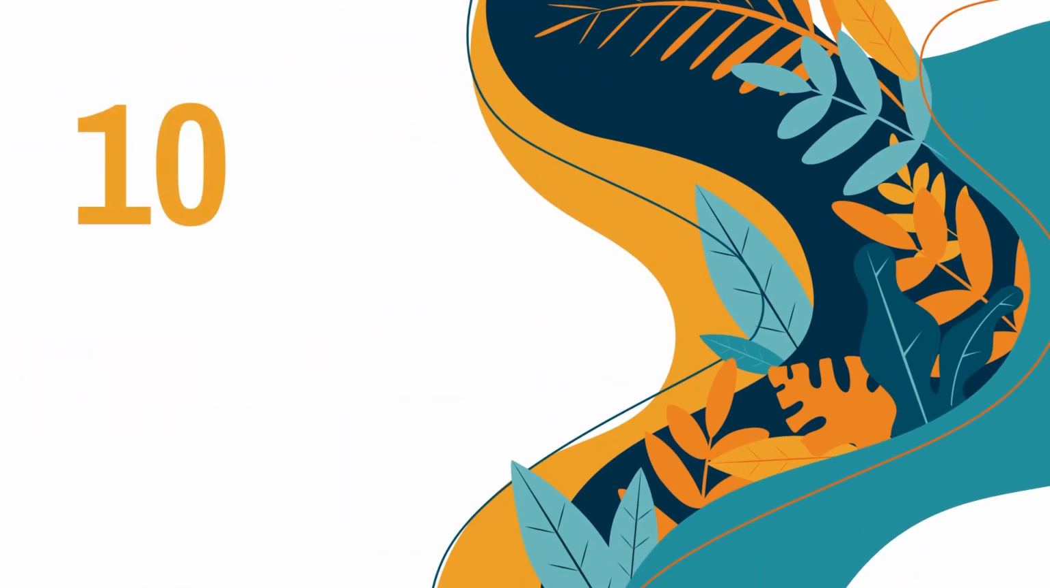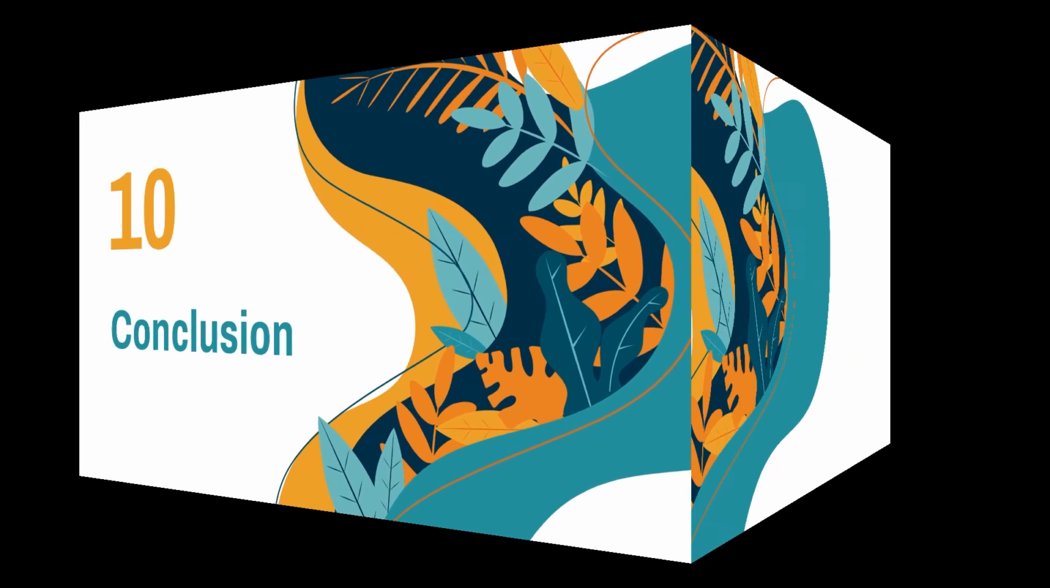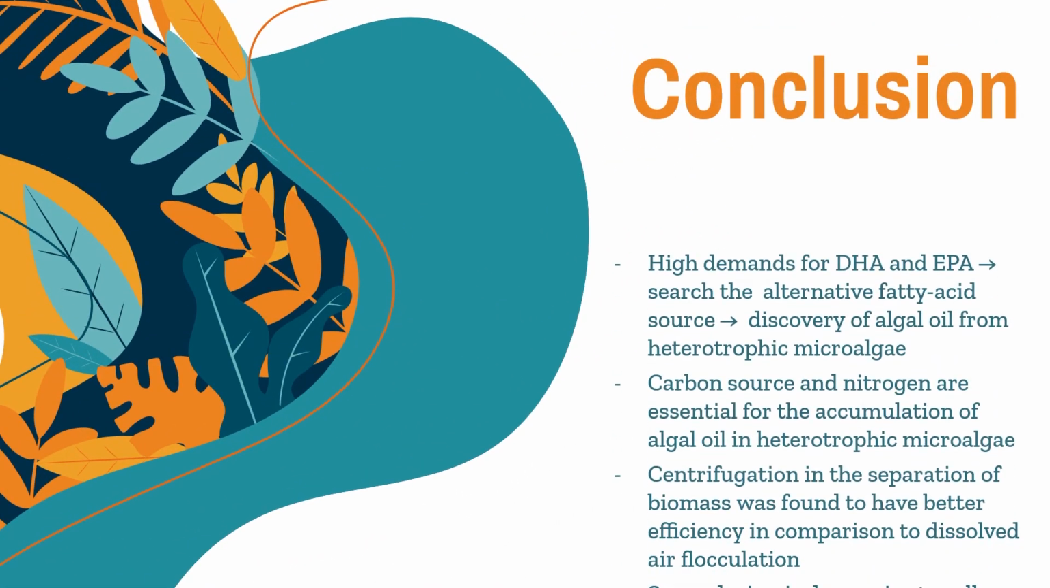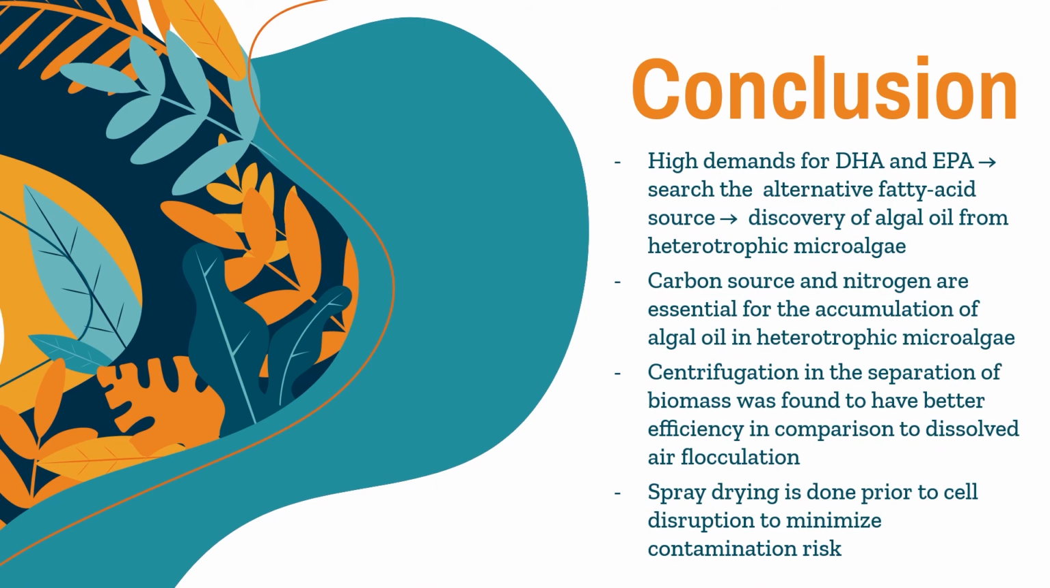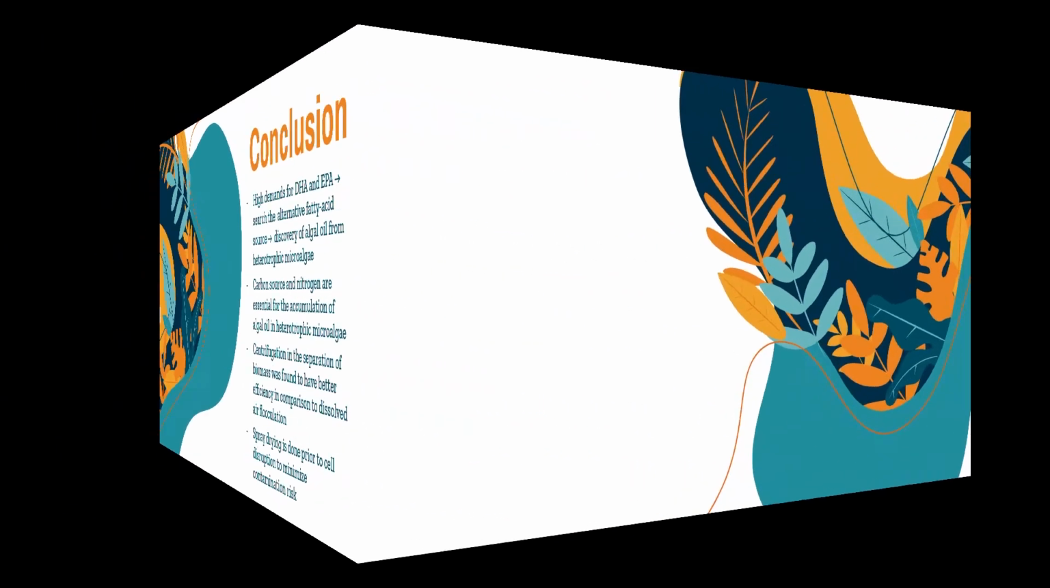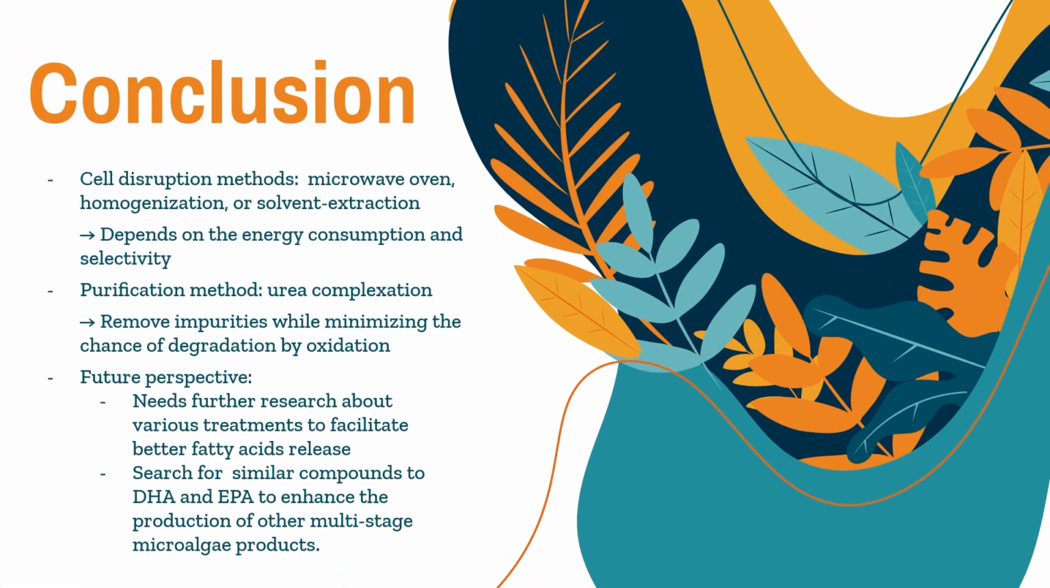The following are the key takeaways from the algal oil production processes. Due to the high demands of DHA and EPA, heterotrophic algae have the potential to utilize carbon and nitrogen to produce algal oil using a fermenter. In downstream processing, spray drying could be done to the biomass before being centrifuged, which gave better separation compared to dissolved air flocculation. To recover the fatty acids, cell disruption utilizing microwave oven is the most efficient compared to others. This step is continued by urea complexation to further purify the resulting fatty acids.